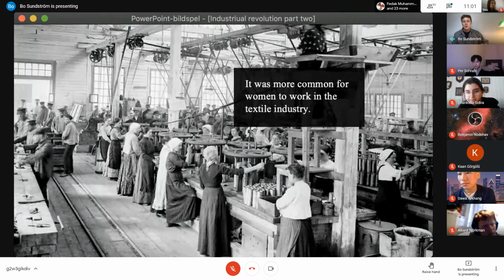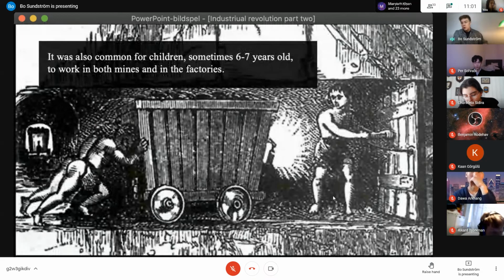It was more common for women to work in the textile industry than it was for men. Men were preferably working in the mines, for instance, or in other factories that didn't revolve around textile industries or the creating of fabrics. And it was also common for children, sometimes 6 to 7 years old, to work in both mines and factories.